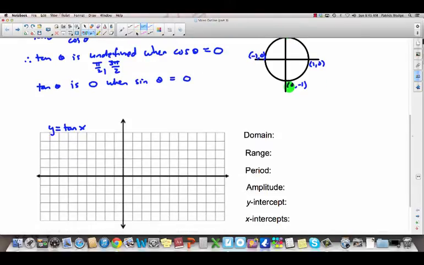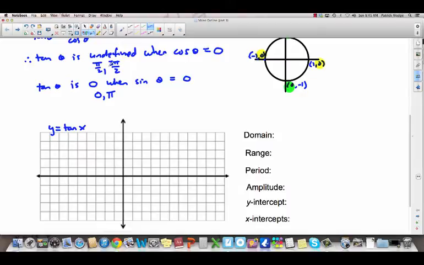So where does sine theta equal 0? Well, sine theta is the second number, so it equals 0 here and here. So that means tan theta equals 0 at 0 degrees, or 0 radians, and also at 180 degrees, which is the same as pi radians. Okay, there's one last thing we can do to start here.